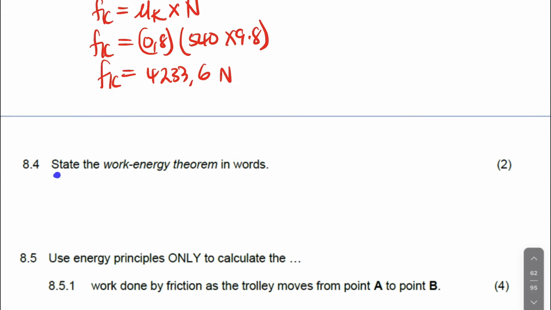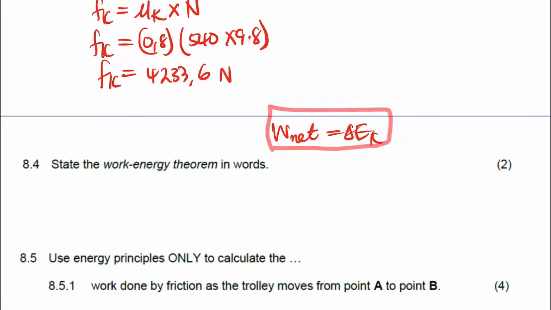Now the next question, 8.4, says state the work energy theorem. Guys, when it comes to definitions, it's exam guidelines all the time. So the work energy theorem starts from knowing the definition, the formula. It says work net is equal to change in EK. That's the formula. So you can define the work energy theorem from seeing the formula.